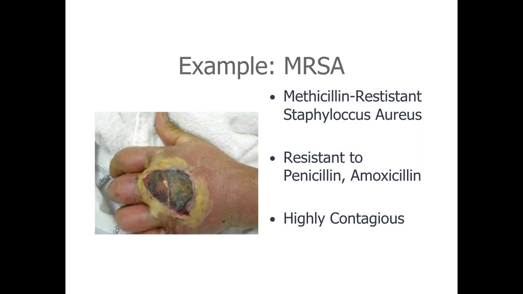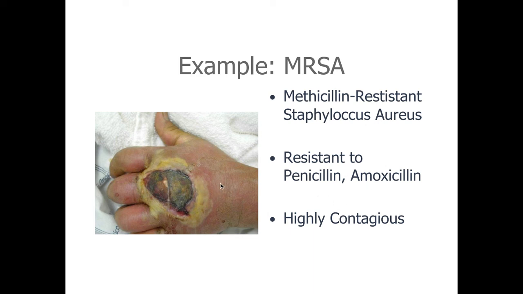And so if that's the case, you have things like MRSA. MRSA is something that is highly contagious. If you were to come into contact with it in a hospital setting, you're going to have to be wearing PPE for this. MRSA stands for methicillin-resistant Staphylococcus aureus. So again, it is a type of staph infection, and it is methicillin-resistant. So it's resistant to penicillin and amoxicillin.